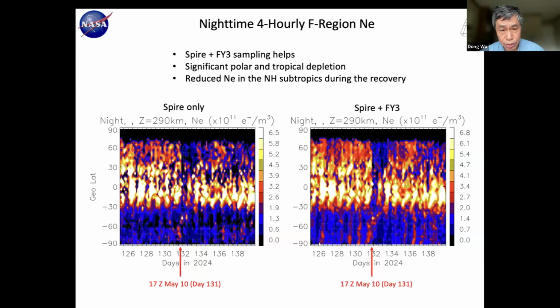When you go to nighttime, you see a similar thing, but the value is much lower at this altitude. You do see a little bit of depletion in the northern hemisphere, and you don't see much in the southern hemisphere. You see the enhancement in the post-evening, or maybe the evening tail, in the ionosphere. So that's nighttime.